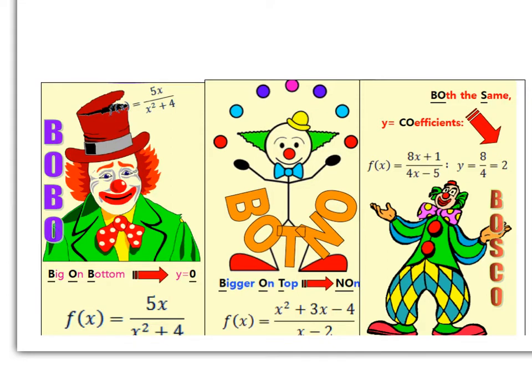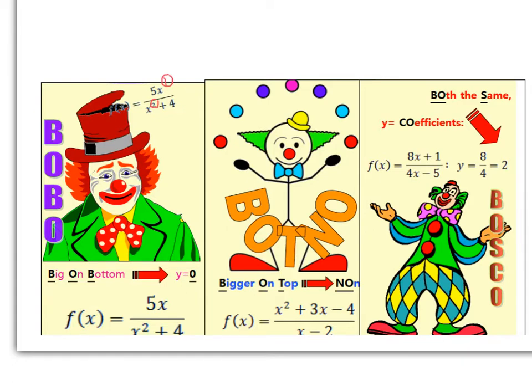What does Bobo mean? It means if you look at the fraction, look at the x's having the power on the top. What's the highest power? 1. Look at the x on the bottom of the fraction. What's the highest power? It's 2. So the top power is 1, the bottom power is 2. So as you can see, you have big on bottom. So BOB stands for big on bottom. Then the O means 0. Y equals 0 is going to be my horizontal asymptote. So if the higher power is on the bottom, big on bottom, y equals 0 is going to be your horizontal asymptote.